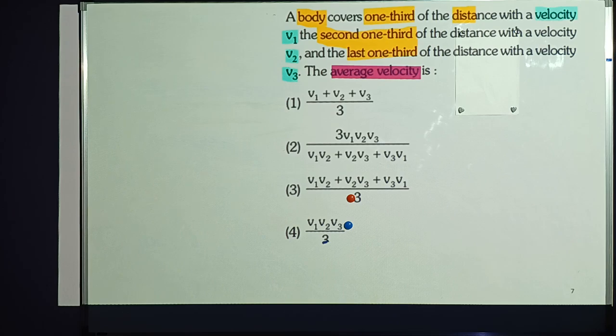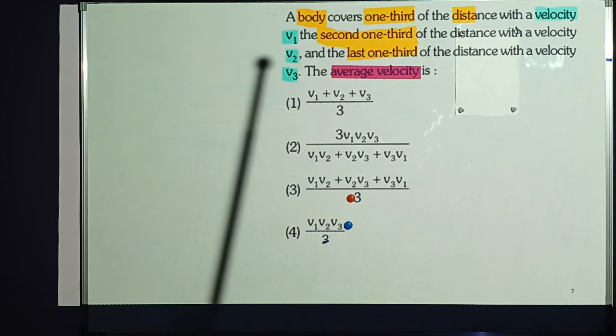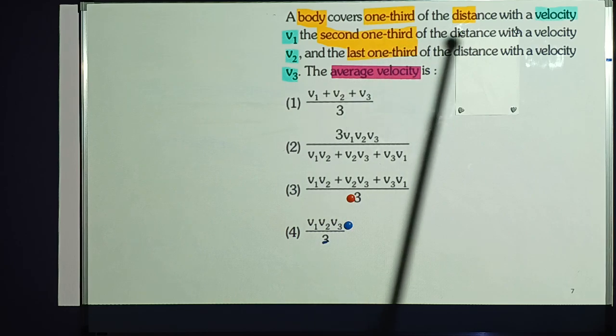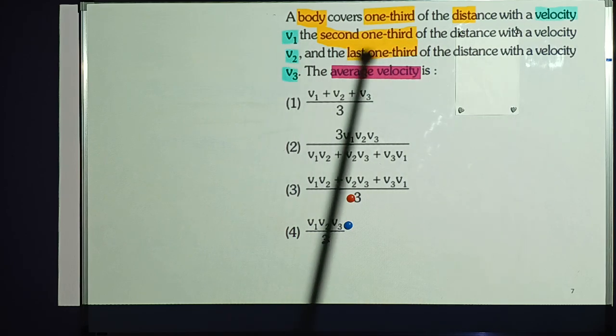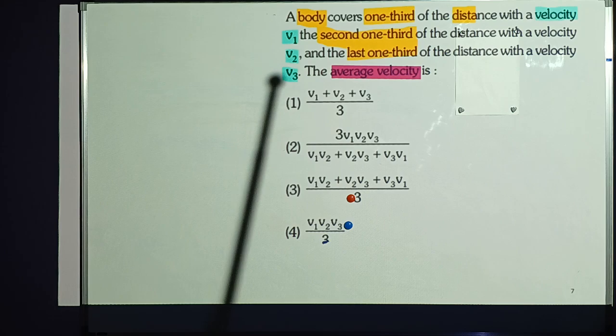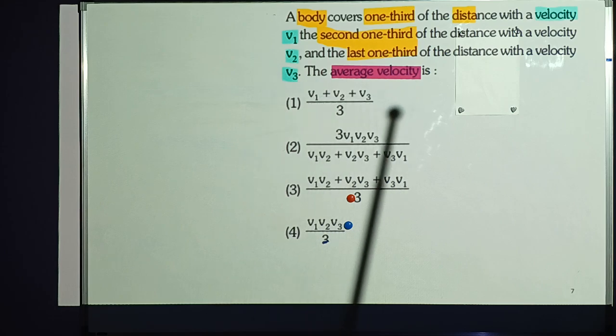Do the next question. A body covers 1/3 of the distance with a velocity v1, second 1/3 of distance with velocity v2, and last 1/3 of distance with velocity v3. Average velocity is. Straightforward question. You can pause and attempt it.